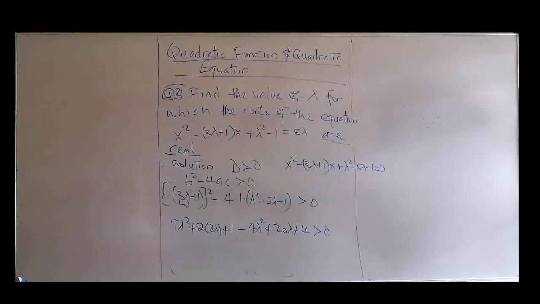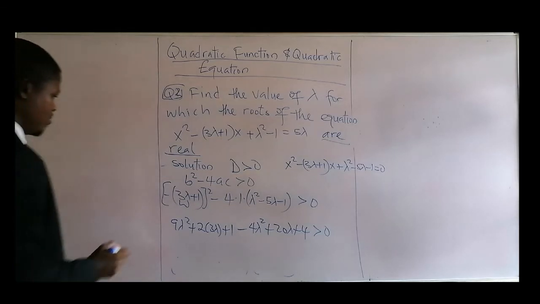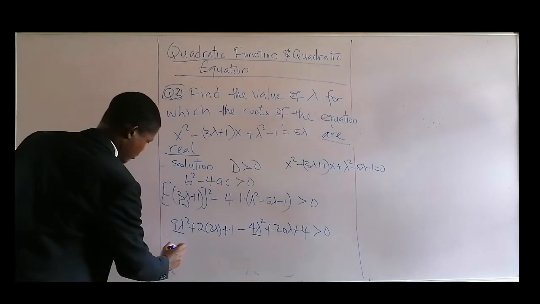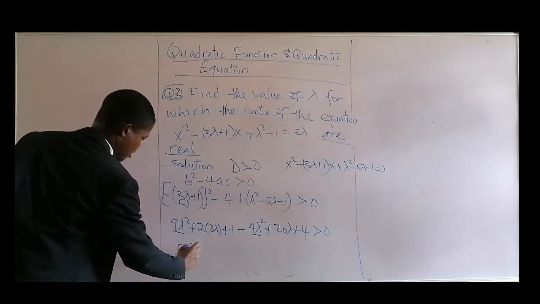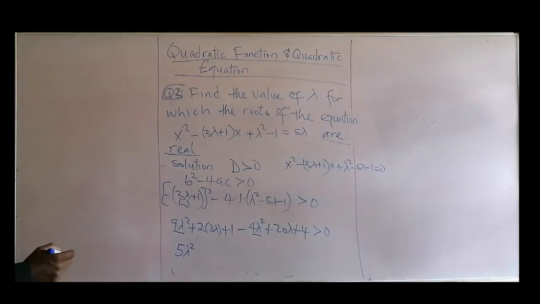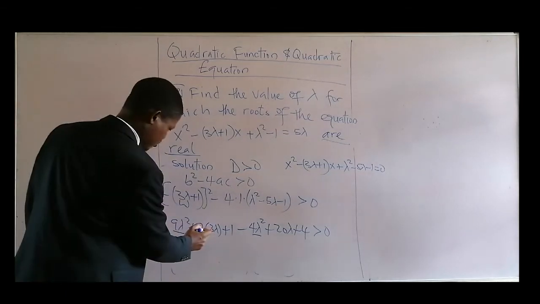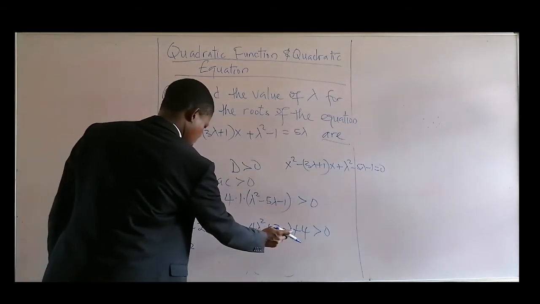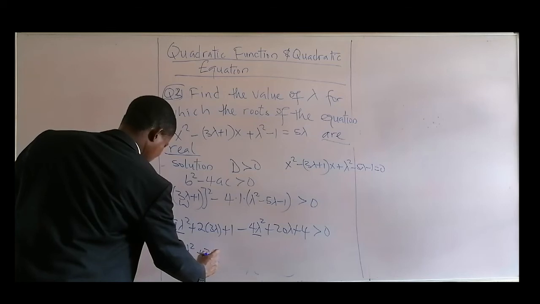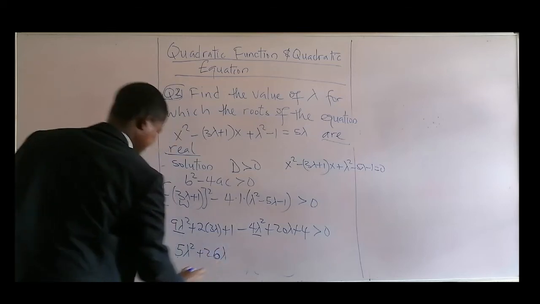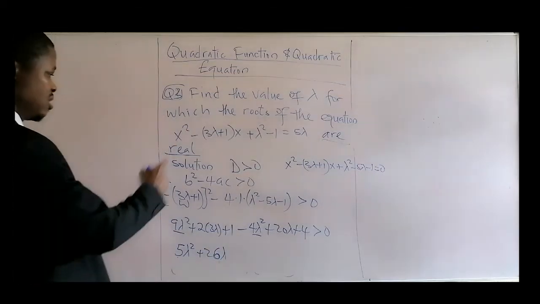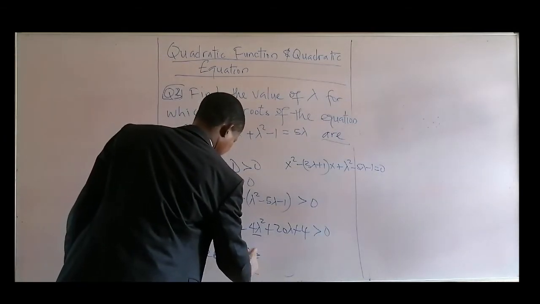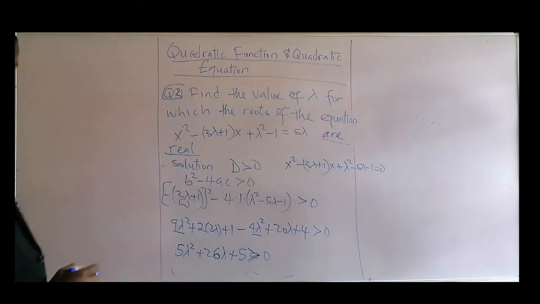Then the next thing for us to do is to collect like terms. We have 9 lambda squared here, 4 lambda squared here. So 9 minus 4 gives me 5 lambda squared. Then this is 6 lambda, 2 times 3, and 6 lambda plus 20 lambda, that's plus 26 lambda. Then I have plus 1 plus 4, that's plus 5, greater than 0. So that's what we have there.